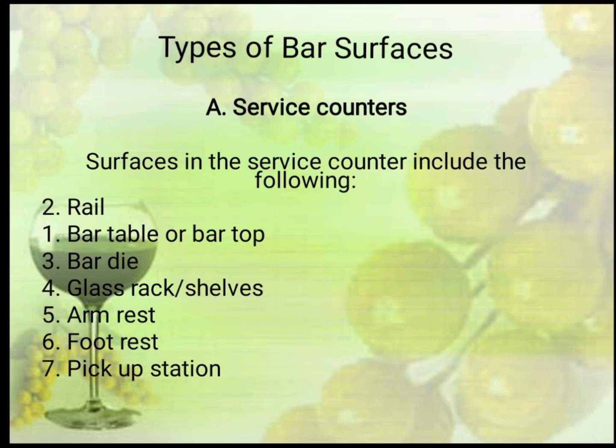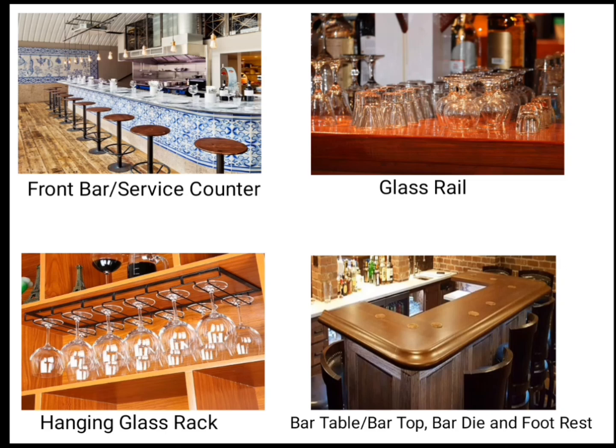So there are types of bar surface. So, surface counter. The surfaces in the service counter include the following. First is rail, bar table or bar top, bar die, glass rack, shelves, armrest, footrest, pickup station. So this is a sample of a front bar service counter: glass rail, a hanging glass rack, bar table, bar top, bar die, and footrest. So this is an example of inside the bar.